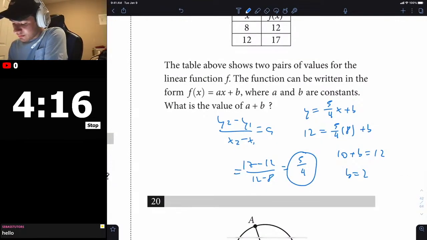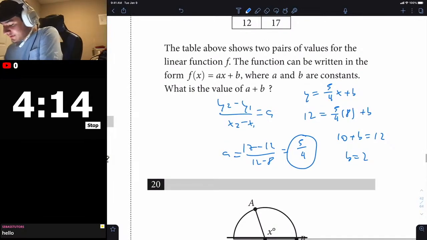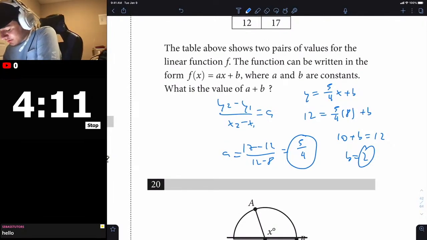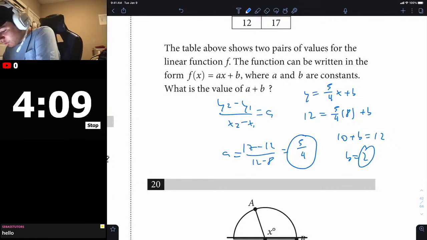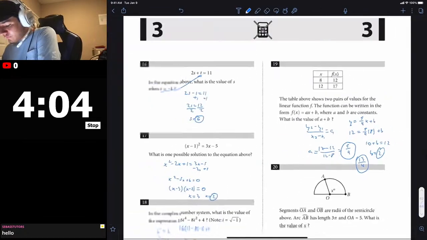We said this was a, remember? And this is b. So that's really the same thing as saying 8 over 4 plus 5 over 4. And 8 plus 5 is 13. So 13 over 4. Final answer.